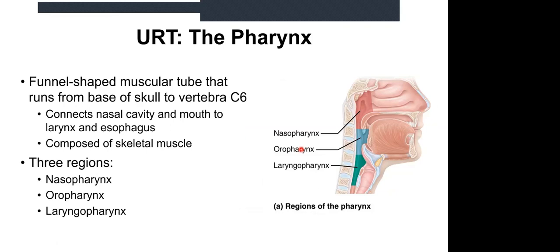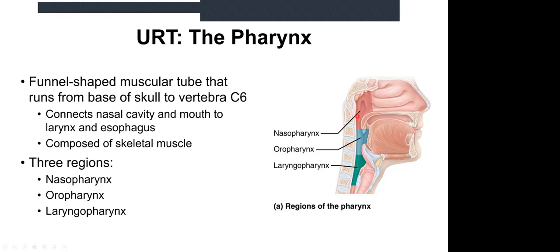Moving on to the next structure in the upper respiratory tract is going to be the pharynx. And the pharynx is going to be sort of this funnel-shaped muscular tube that runs from the base of the skull all the way to C6 vertebra. Its job is pretty much just to connect the nasal cavity and also the mouth to the larynx and the esophagus. And the pharynx is composed of skeletal muscle and is broken into 3 different regions.